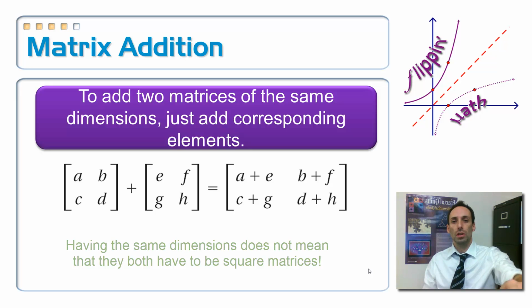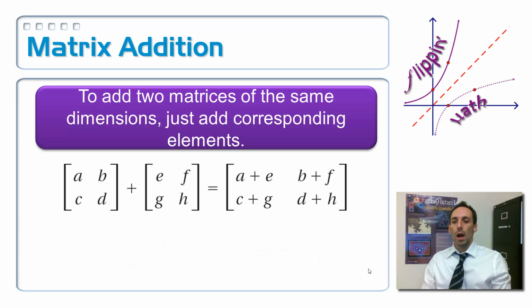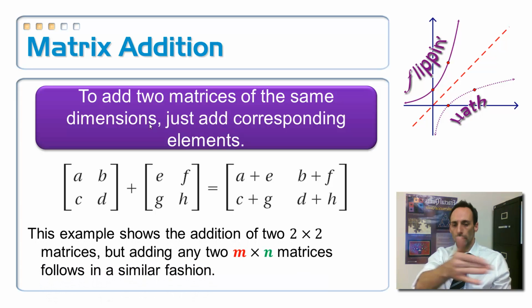So if you see this generic one right down here in the middle, I've got A plus E, that's going to go in the first slot, right? This A plus this E is going to go in the first slot. I just add up the corresponding elements. Very, very simple thing to do. Okay? So, like I said, this shows a 2 by 2, but you can generalize it to any size matrices, any two n by n matrices.